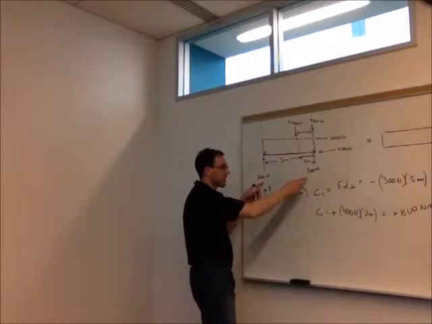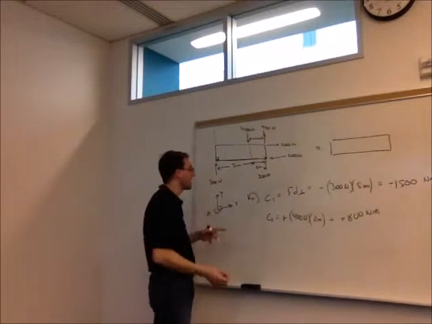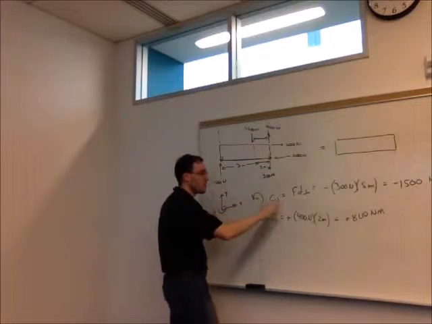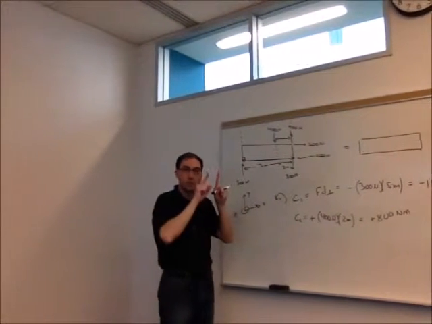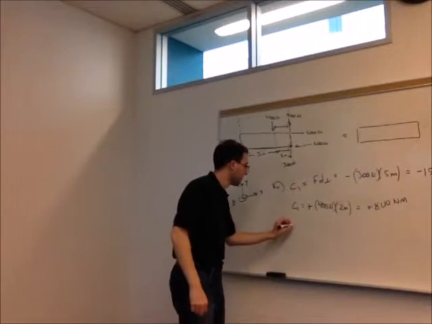So again, keep in perspective that the moment or the couple is the force times the distance. Even though these have smaller magnitude, they're further apart, so the couple they produce is larger than the 400 newtons, which are closer together, which only produce an 800 Newton meter couple.